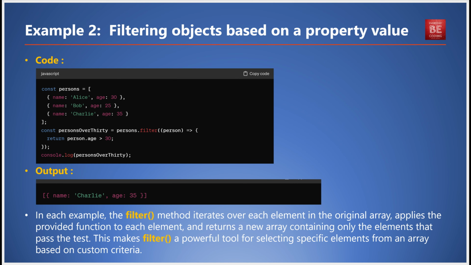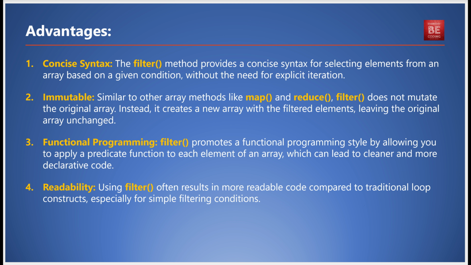The filter method can even work with arrays of objects. Suppose you have an array of person objects and you want to filter out only those who are over 30. Here's how. Output: The filter method is a powerful tool for selecting specific elements from an array based on custom criteria. It provides a concise syntax for selecting elements based on a given condition without the need for explicit iteration.